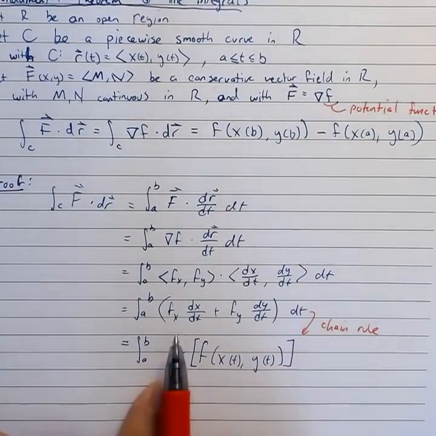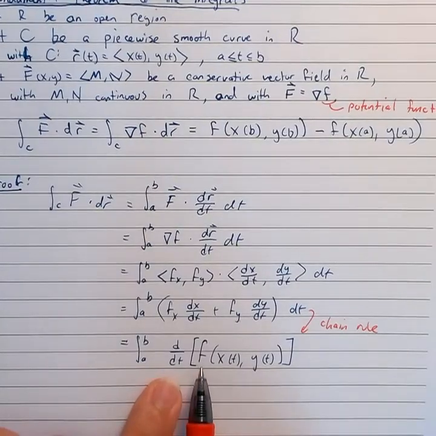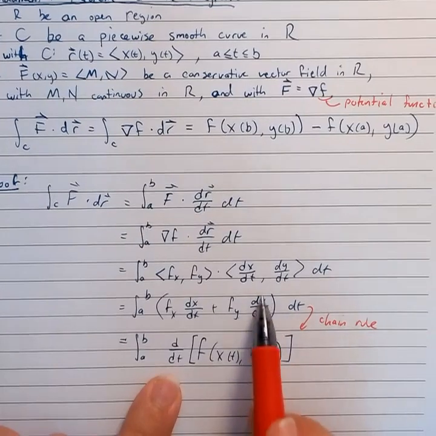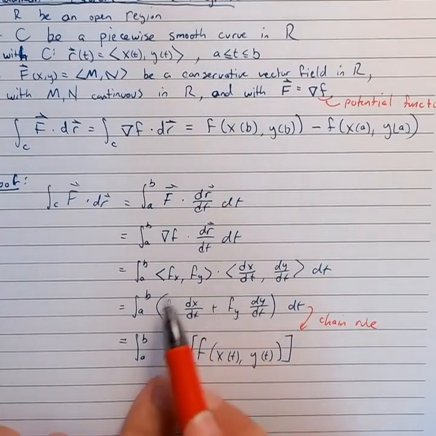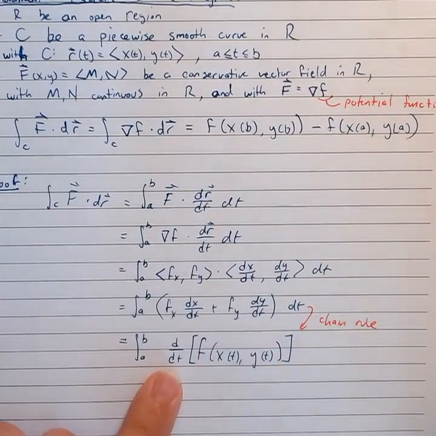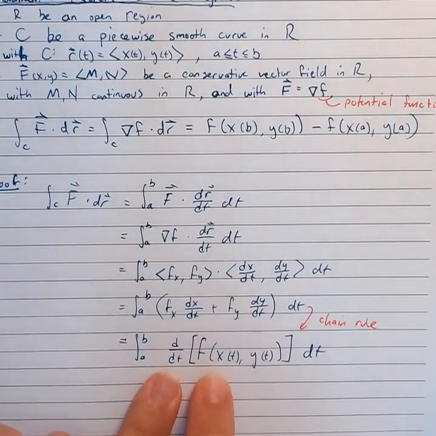Right? Here, if I were to take the derivative of f with respect to t, I would take the derivative of f first with respect to x. But then I need to take the derivative of x. And then I would take the partial with respect to y. But then I need to take the derivative of y. And then I would add those together. That's what this is. So this, in parentheses, is really just the derivative with respect to t of this function, dt.